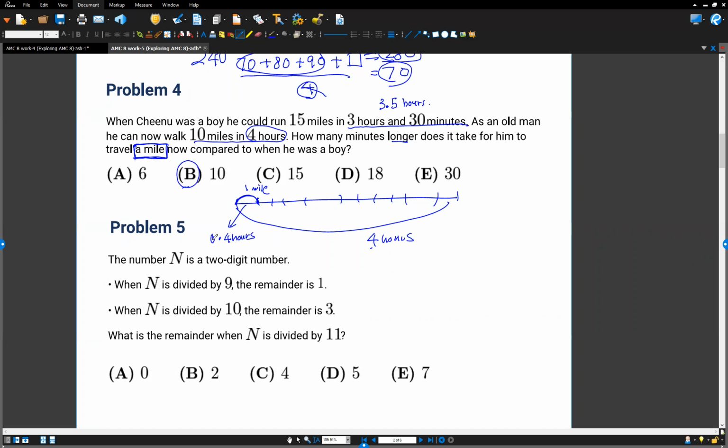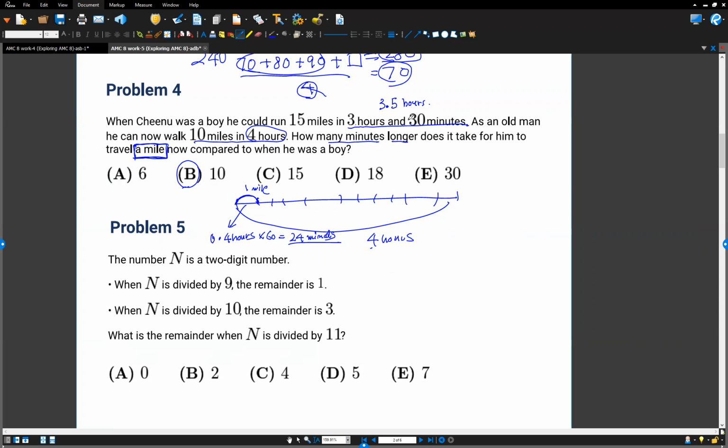0.4 hours is how many minutes? When you type, because that's when you find the minutes, right? Times 60 equals 24 minutes when he is old. Over here, before that, they could run at 14 minutes a mile.